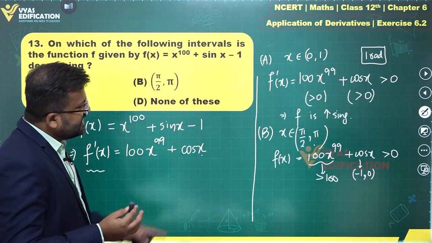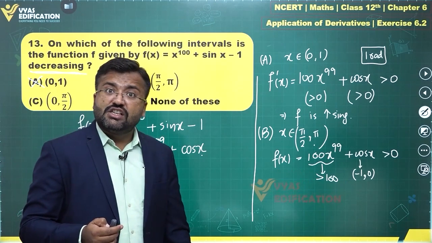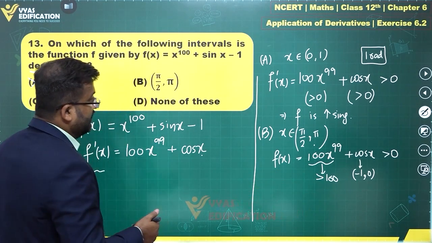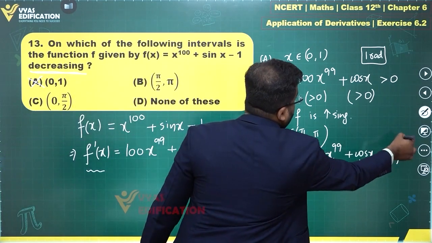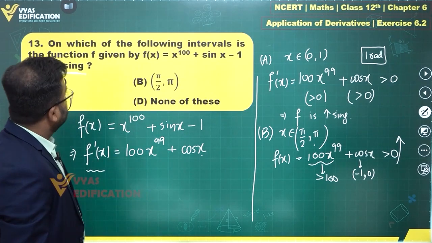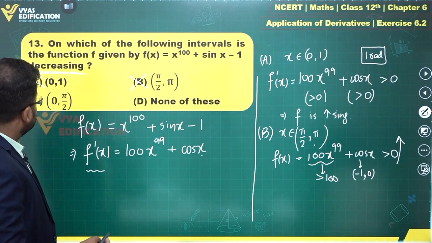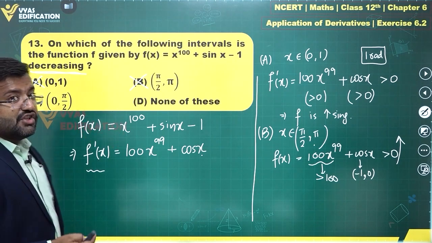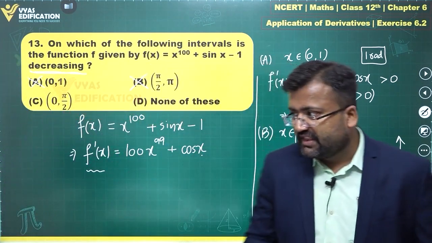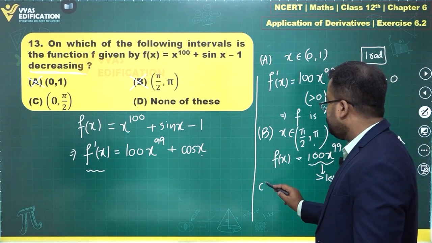That implies in this interval the function f is increasing again. We were looking for decreasing, so this is also not the answer. We are left with only options C and D. Now, option C, we have 0 to pi/2. Let's check option C next.